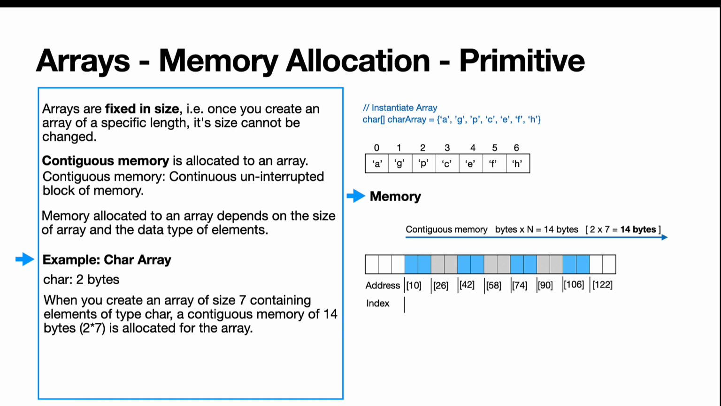So the first element is put at address 10, second at 26, third at 42, fourth at 58, fifth at 74, sixth at 90, and the seventh at 106. Each element is allocated 2 bytes, which is 16 bits.